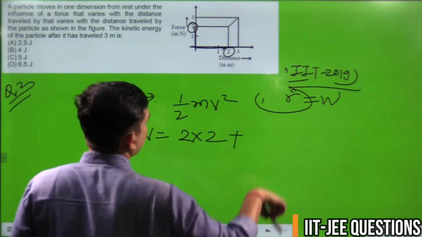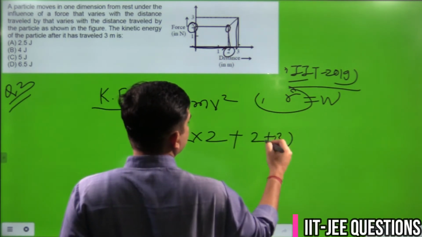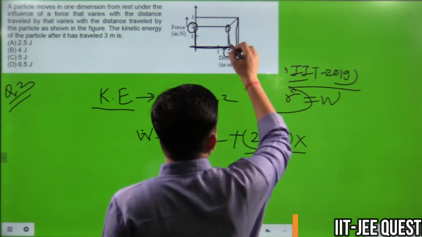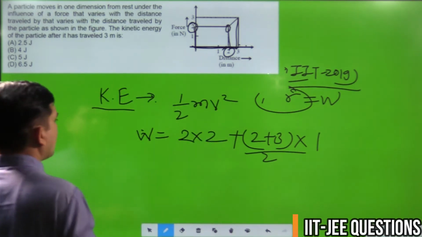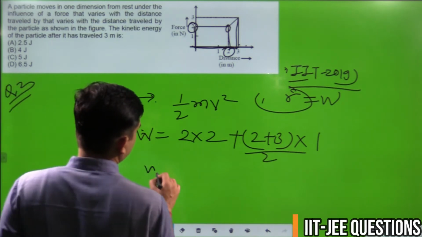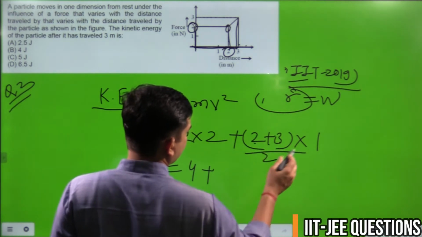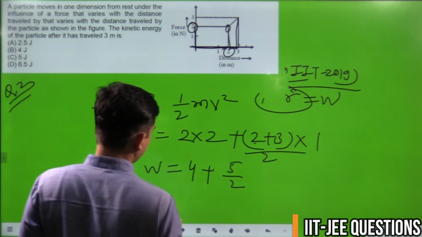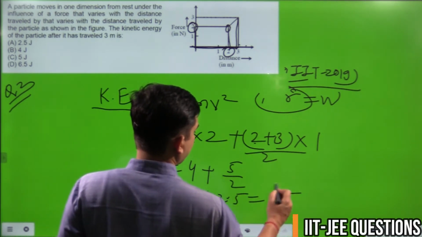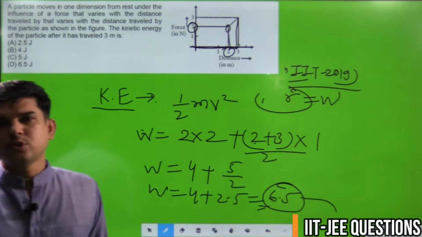plus sum of parallel side, means 2 plus 3 by 2 into height, means 1. Now calculate this. 4 plus 2 plus 3, 5 into 1, 5 by 2, 4 plus 2.5, 6.5. Initially the work done is 0 and the final work done is 6.5 joule.